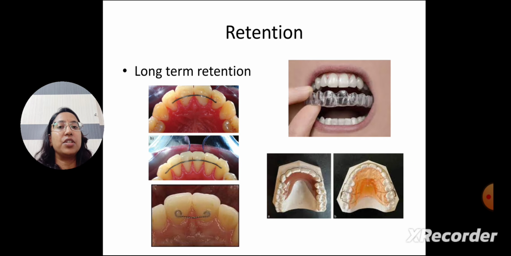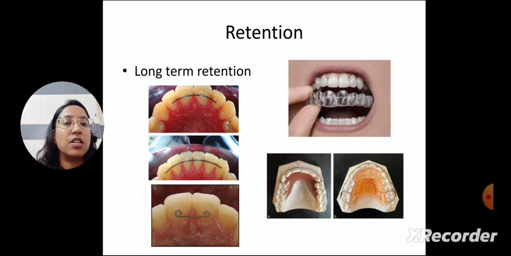So once the active treatment is done, we have to think about retention. Why? Because spacing has a very high relapse potential. One method is giving fixed retainers. In the upper arch, we can give from lateral to lateral or canine to canine. If it's only a midline diastema case, we can just give a fixed retainer between two central incisors. In the lower arch, we can give from canine to canine.